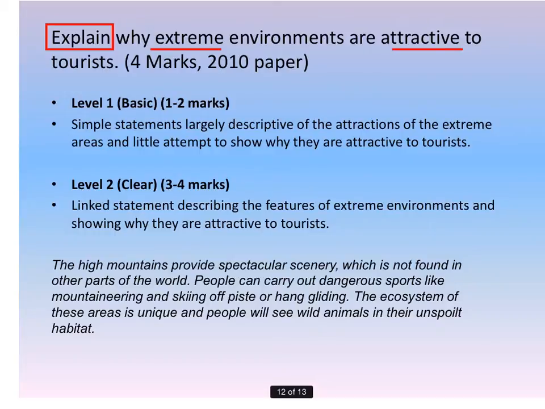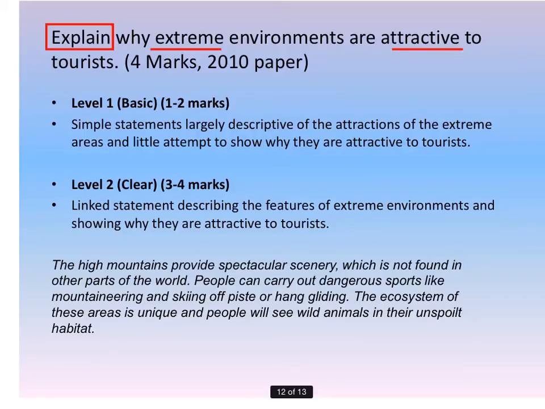I've just included 2 exam questions in this short video. There are many more, and again they're all there on the blog, they're all there on the AQA website. Here's the first one. Explain why extreme environments are attractive to tourists. So that's a 4-mark question. You need to make sure that you're avoiding just getting the level 1, and everyone should be aiming for level 2. Linking those ideas together, showing why they are attractive to tourists, answering the exact question.